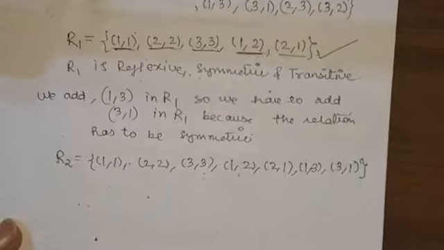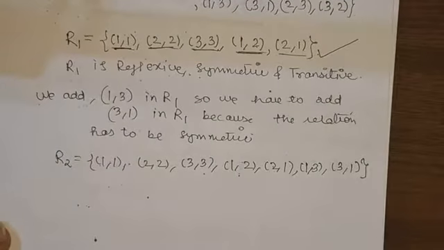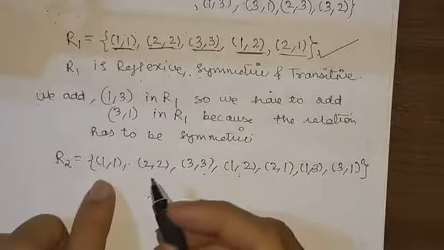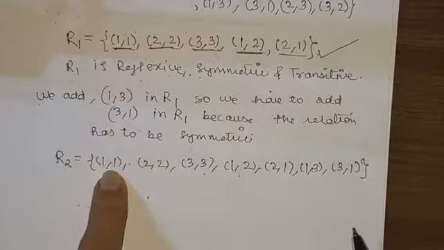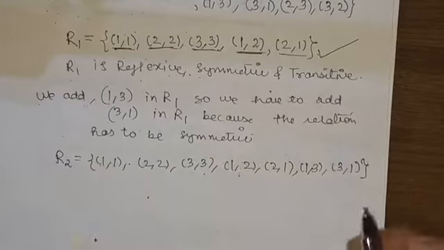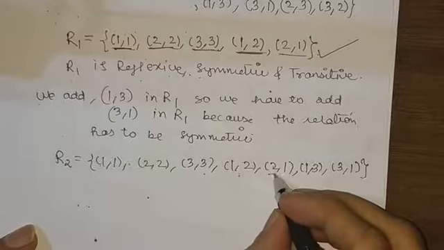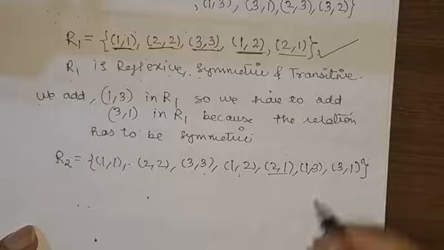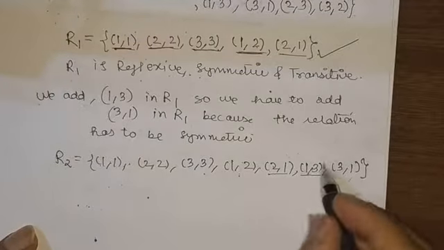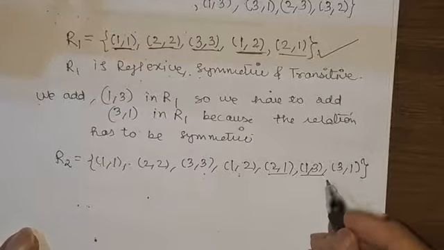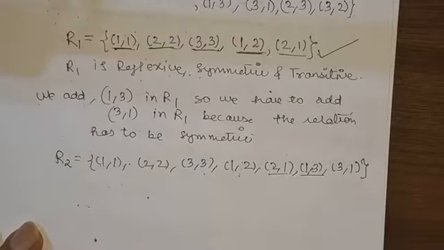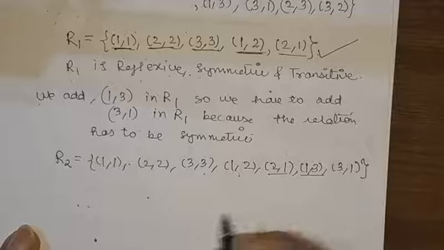Now you see that this relation is reflexive, symmetric also, but it is not transitive. Why? Because 2 comma 1 is there in the relation R2, and 1 comma 3 is there in the relation R2. That means 2 comma 3 should be there in R2, but 2 comma 3 is not present in R2, so this relation is not transitive.